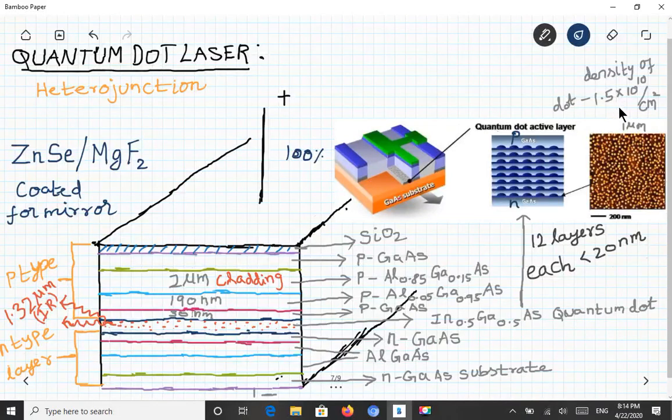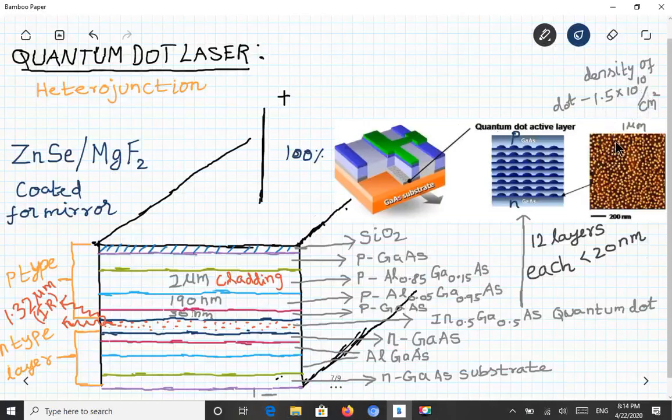But the density of the quantum dots is given here. So the density of dots, if you take 1 centimeter square, it has been enlarged actually. This is not a 1 micrometer measurement. Totally it will come around 4 centimeter, I think. So if you take 1 centimeter square area, you can see 1.5 into 10 power 10 quantum dots per centimeter square. So 1 centimeter square consists of this many quantum dots, 1.5 into 10 power 10.